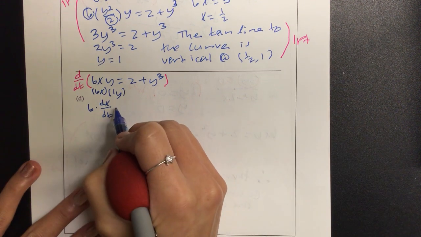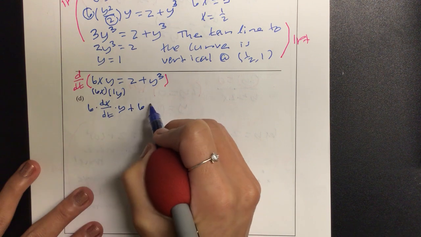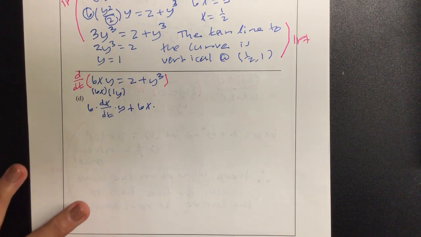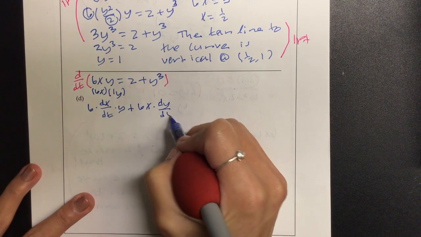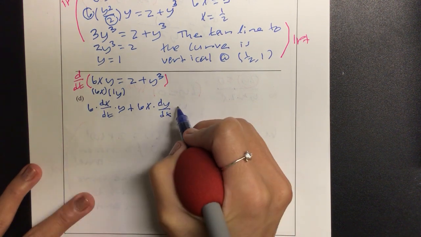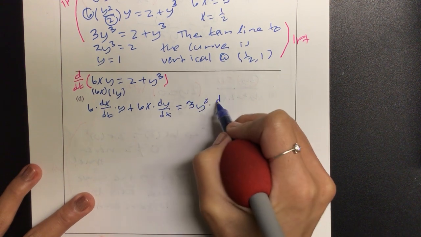And then we have times y, plus, I keep the first one, 6x. The derivative of 1y is 1, but I need to add dy over dt. And then on the right, we have 3y squared dy over dt.